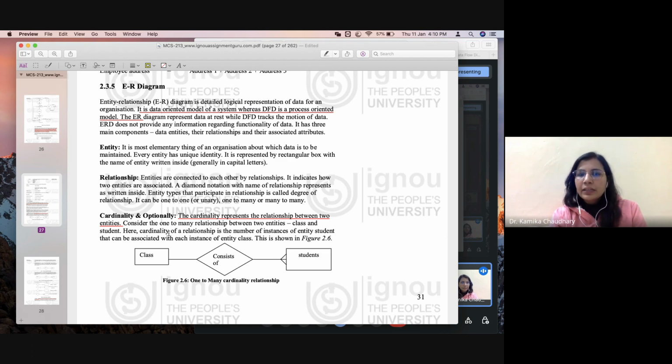For example, consider the one-to-many relationship between the two entities, class and student. How is the one-to-many relationship there? I'll just say a single class can have many students. So the cardinality, or the relationship, is one-to-many. Then how could it be many-to-one? Many students are related to a single class. So it is going to go in the opposite manner also. So that comes under the cardinality, which represents the relationship between the two entities.